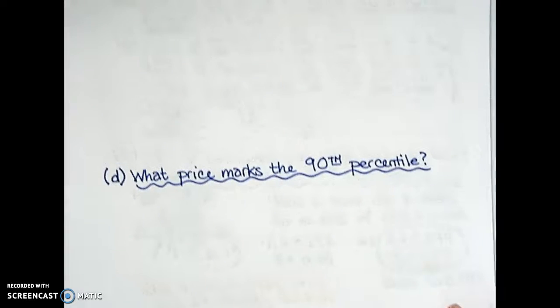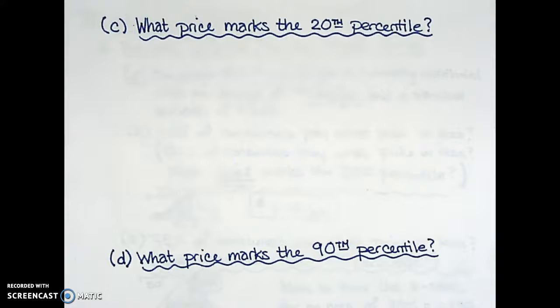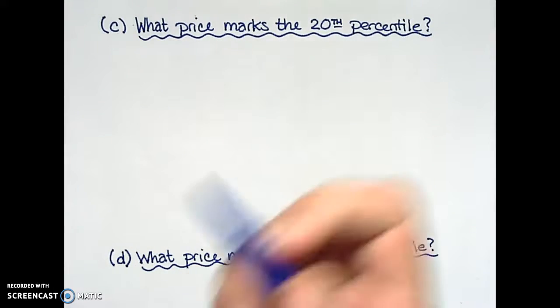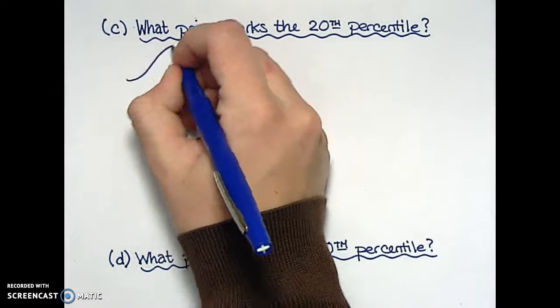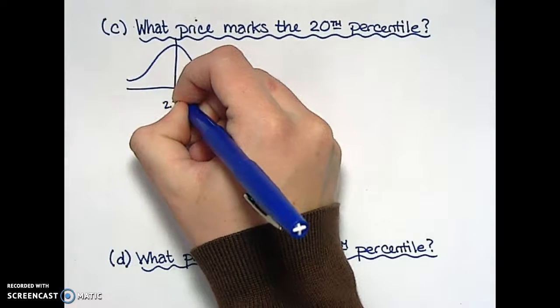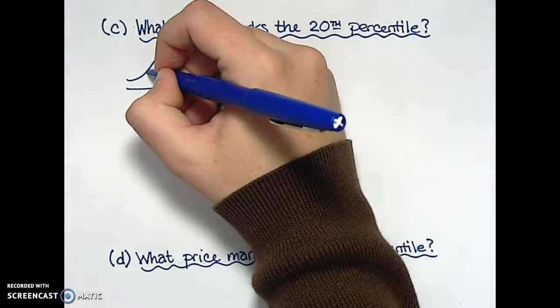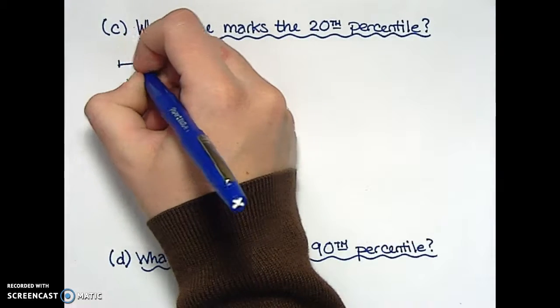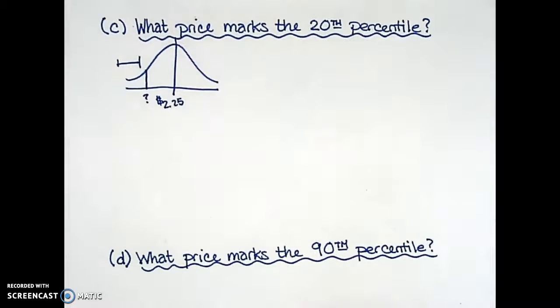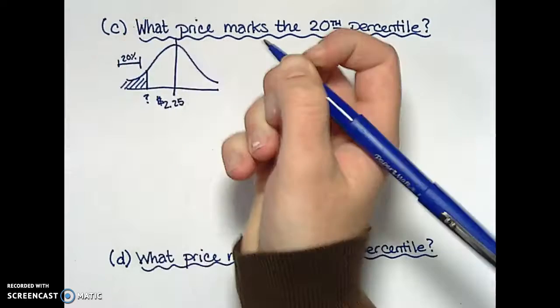Let us now consider some other parts to this example. Let's consider part C. What price marks the 20th percentile? So again, when we're asking about percentiles or quartiles and trying to figure out the price that marks that, we're going to start by drawing our normal curve associated with the example. So here's our normal curve, average of $2.25 per gallon. And if I want to know what price marks the 20th percentile, I want to know this price right here along my horizontal axis. What price would contain 20% beneath that value?